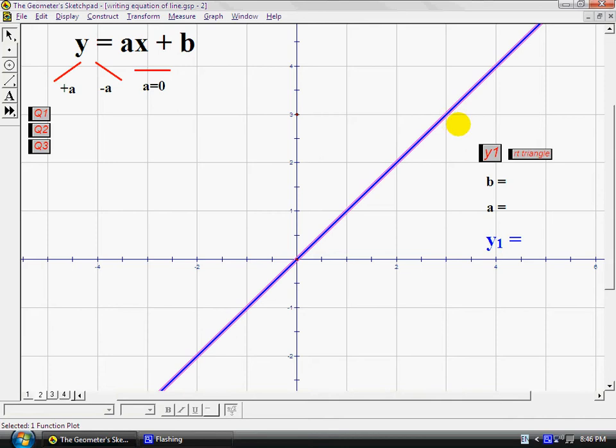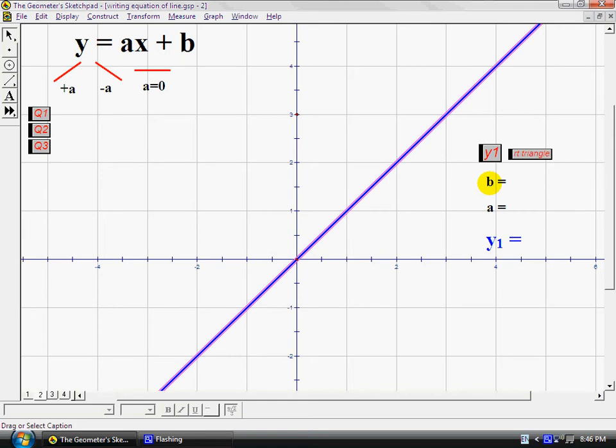We will call this y sub 1. Our objective is to find the equation of this line using this standard form, or let us call this the slope-intercept form, because b is the y-intercept and a is the slope. So the first thing we have to do is to find b, which is the y-intercept.